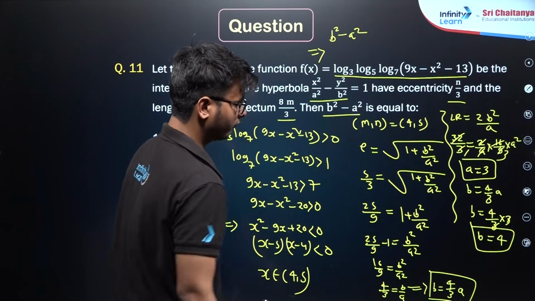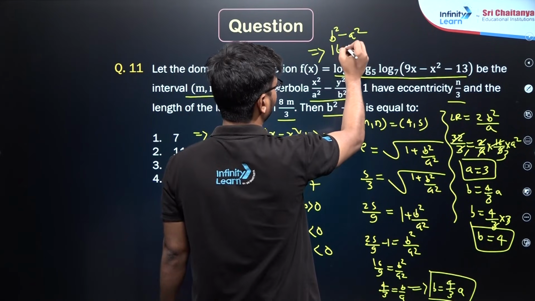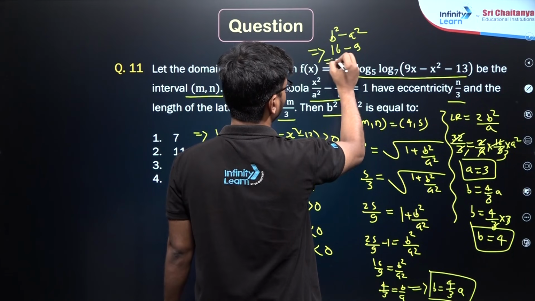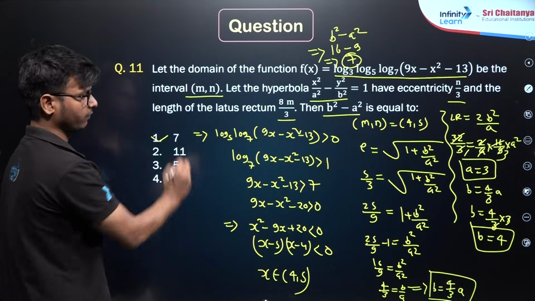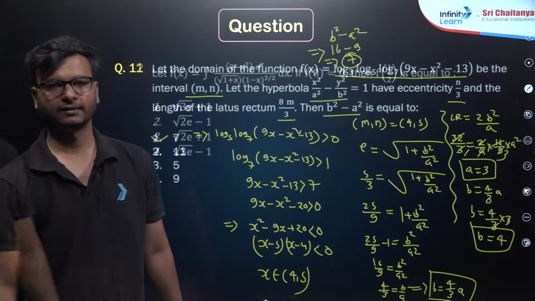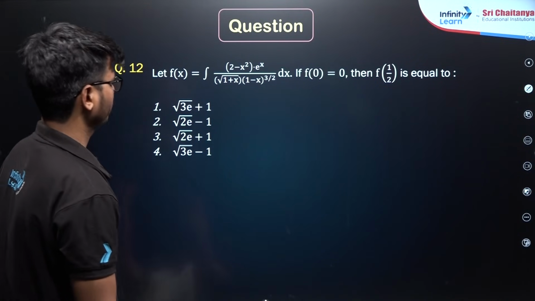So the value of b square will be 4 4s are 16 minus 9, which is going to be 7. So we are having the first option. Clear? Okay.